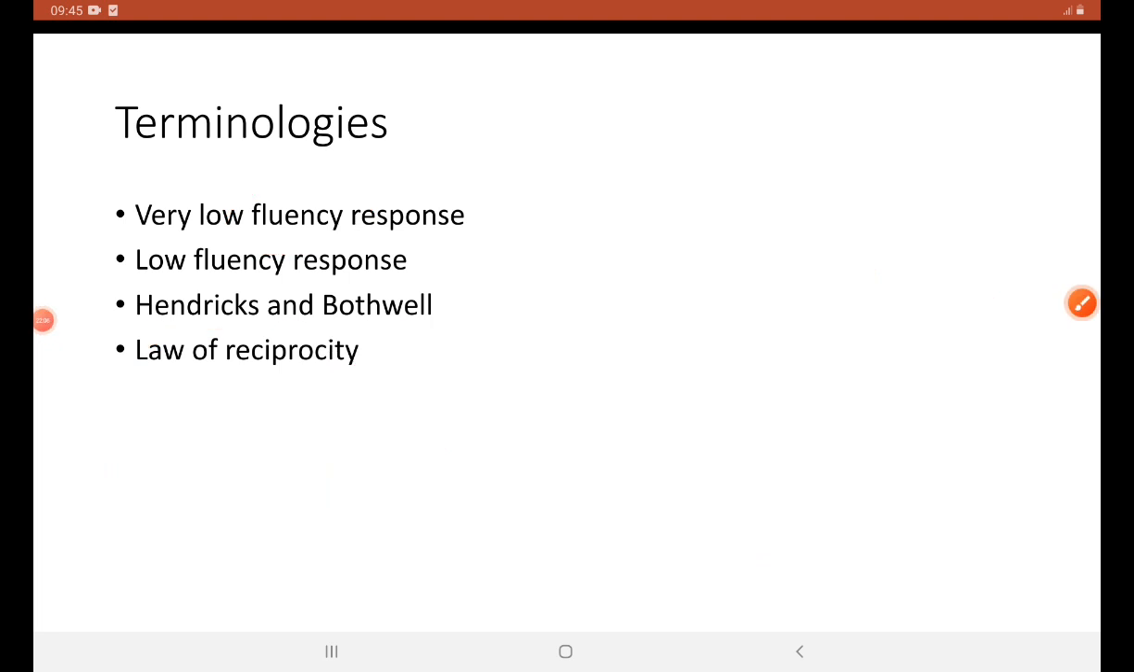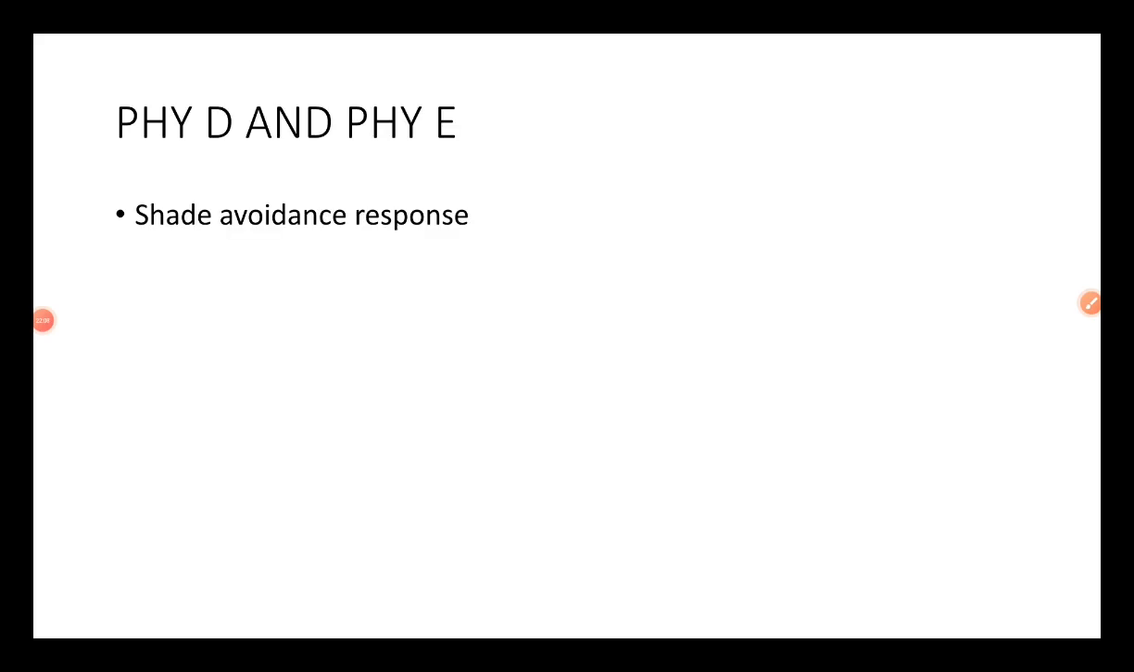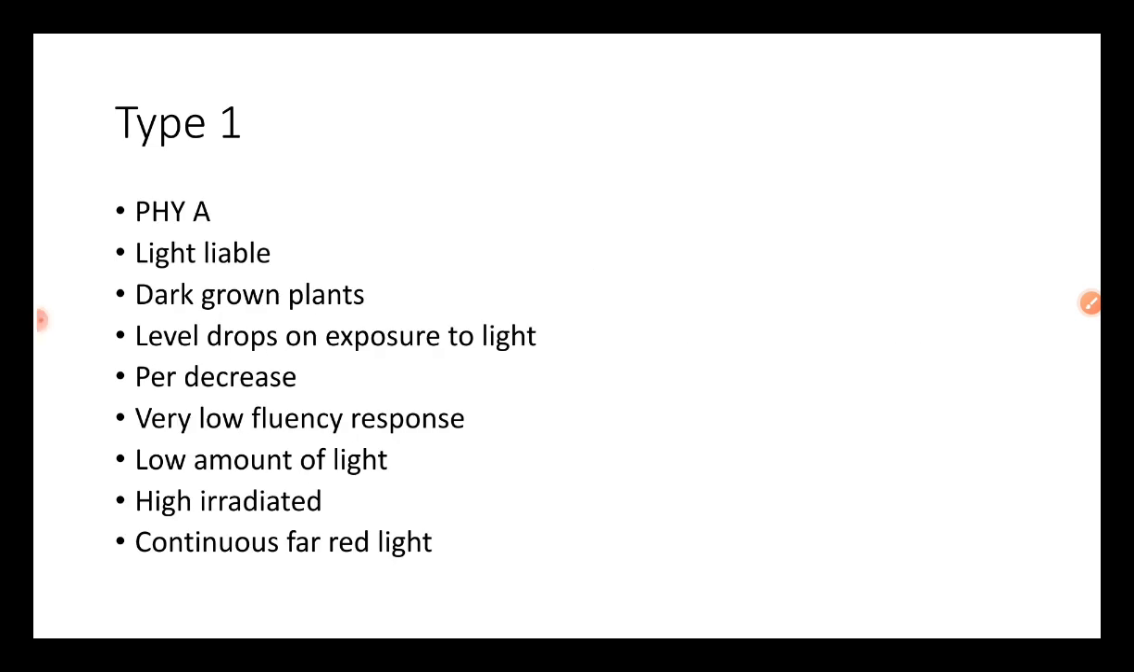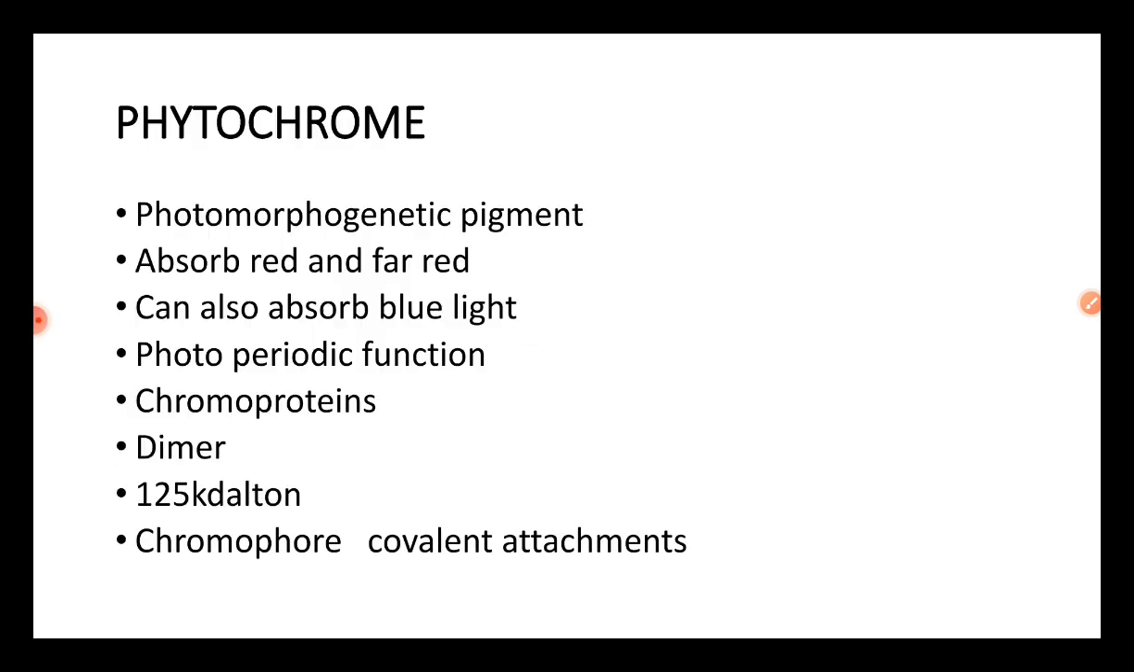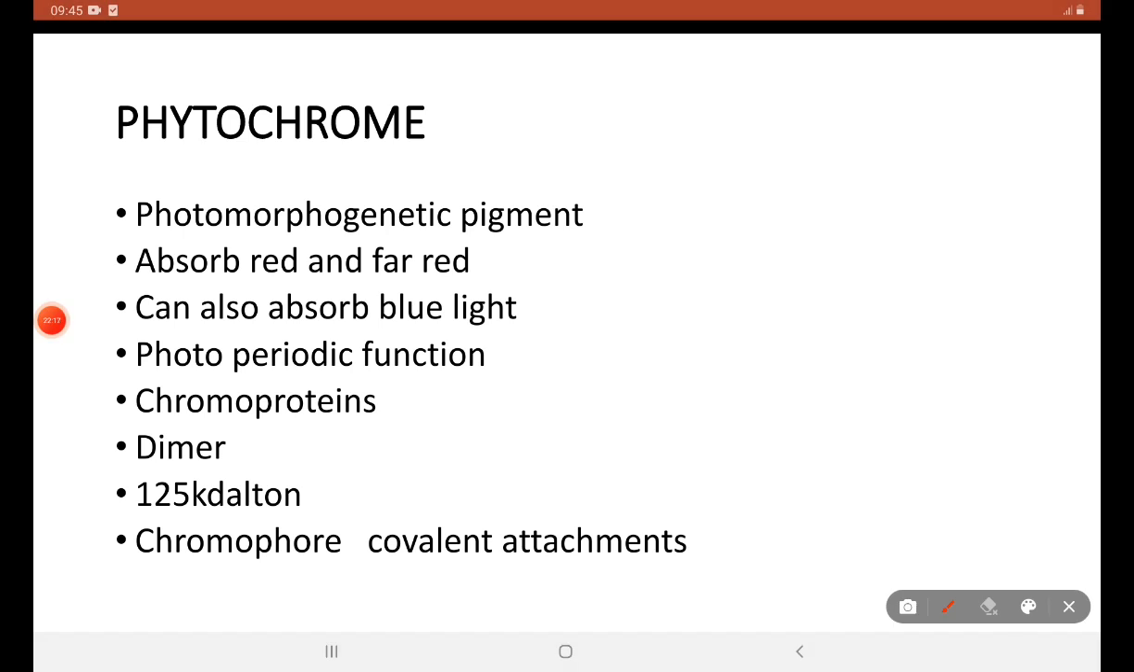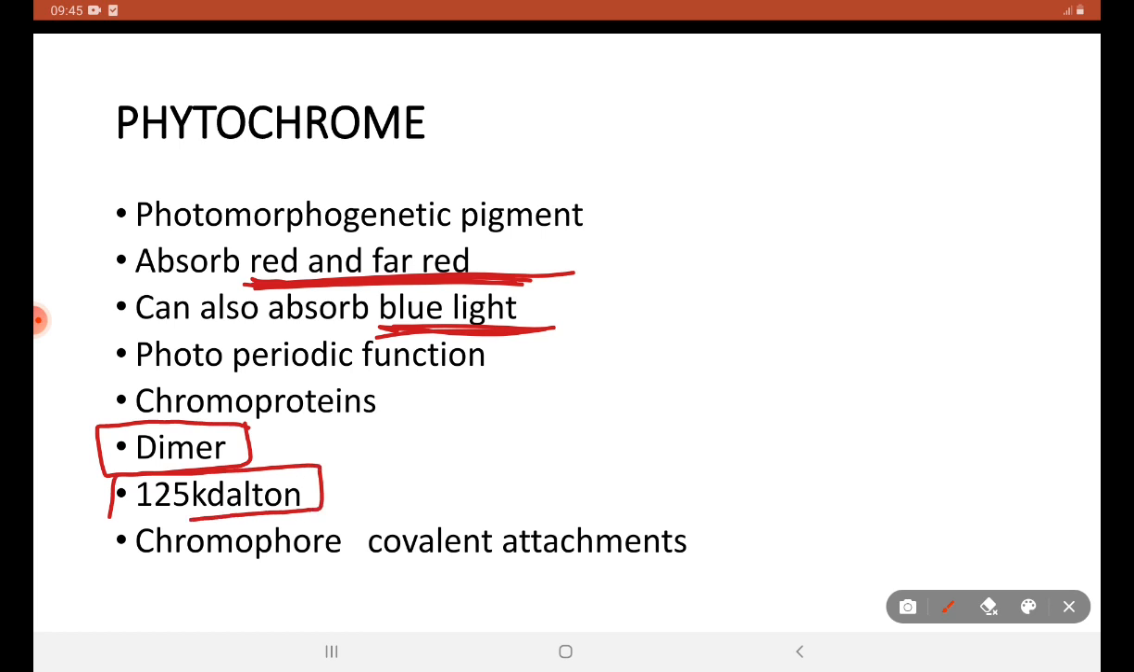Now, let's sum up everything we have seen with regard to phytochrome, and the important things for this CSIR exam. Phytochrome absorbs red and far red light. That doesn't mean it doesn't absorb blue light. It also has the capacity to absorb blue light. It is a dimer. Each has 125 kilodaltons. It is attached with a chromophore. These are important.